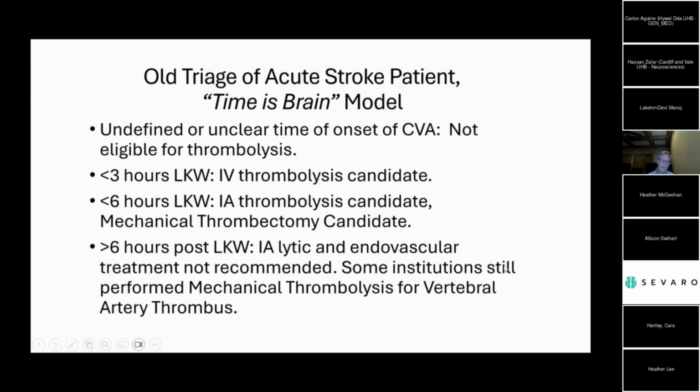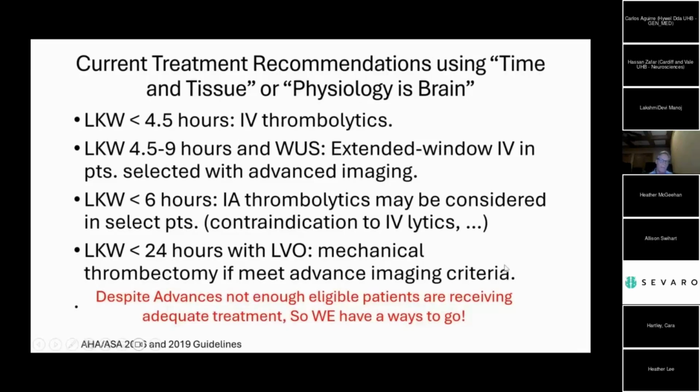Now, we have evolved nicely from a time as brain concept to a time as tissue concept, or as I call it, physiology as brain concept. So now you can give IV thrombolytics up to 4.5 hours. And that, by the way, does not require advanced imaging. You just have to make sure there's no hemorrhage from an imaging standpoint.